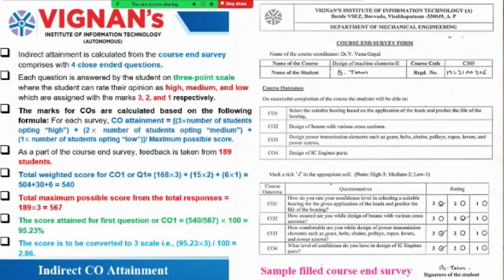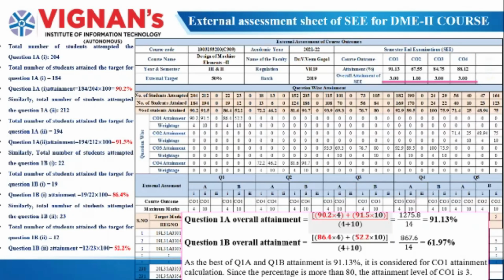So like that, you have to calculate for the internal examinations and end examinations, right? As of now, we covered direct attainment, that is CAE and SCE, but we have one more attainment, that is indirect attainment.